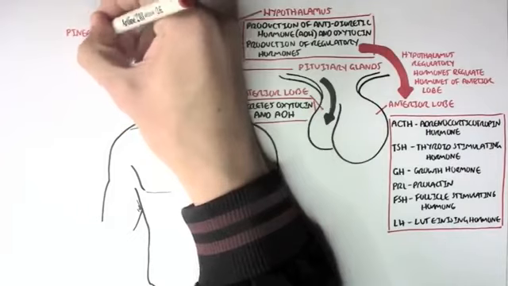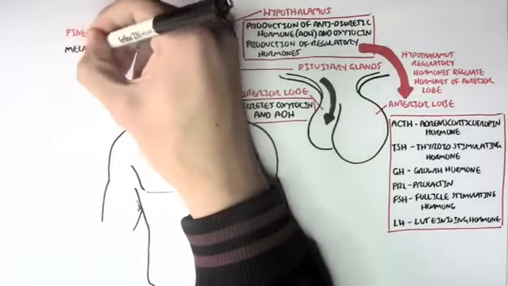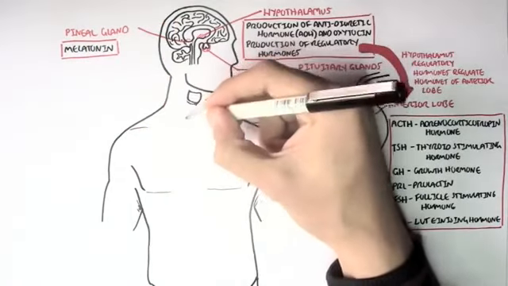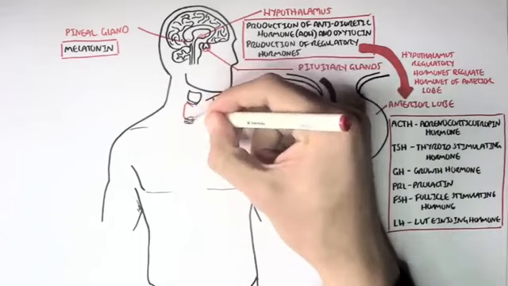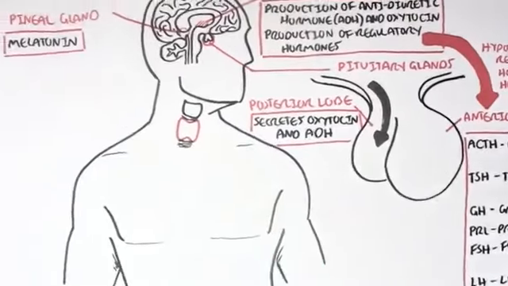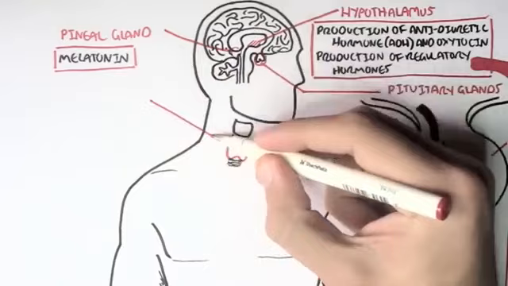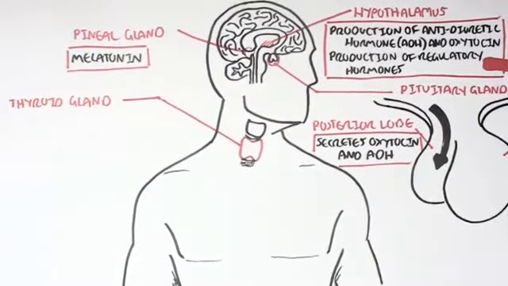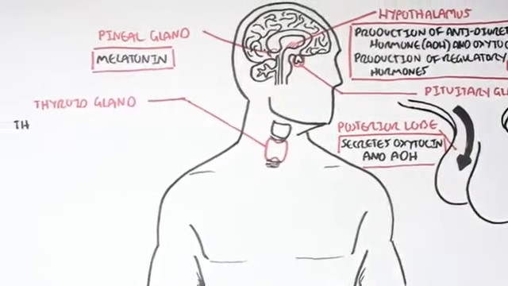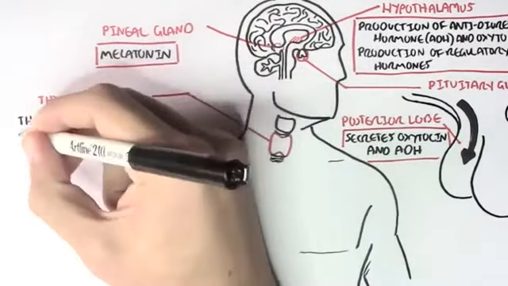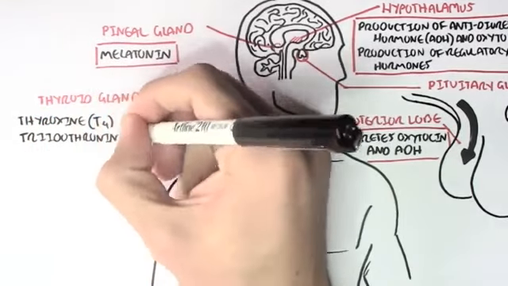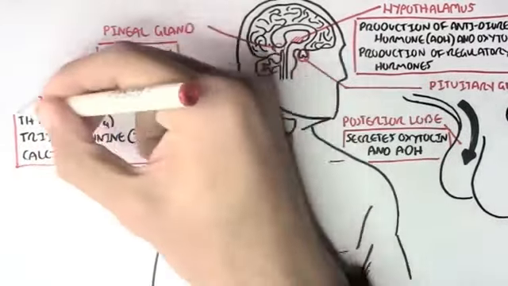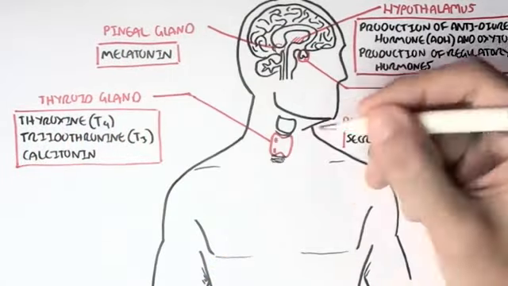There's another endocrine gland in the brain known as the pineal gland, which is around this area, and it secretes melatonin. Melatonin is actually responsible for the body clock. Now let's make our way down. In the trachea, our throat area, wrapping around the trachea, we have the thyroid gland. Now the thyroid gland secretes a few hormones, thyroxine, which is abbreviated T4, and triiodothyronine, which is T3. It's responsible for metabolism essentially. Then you have calcitonin.